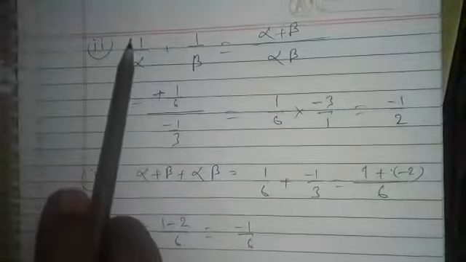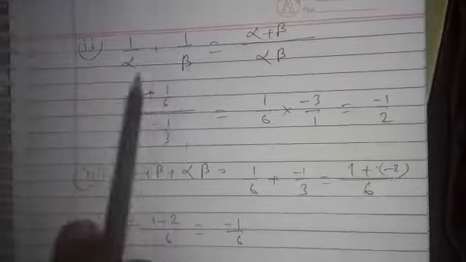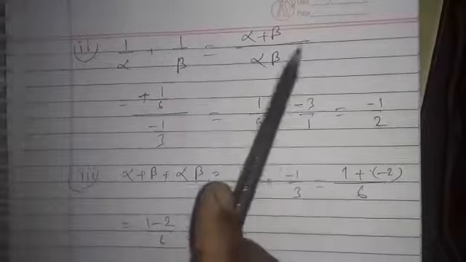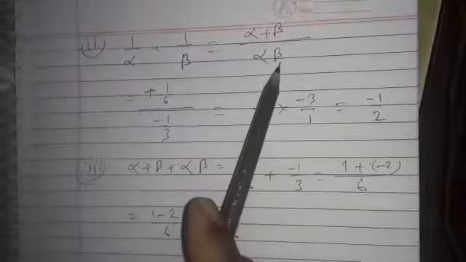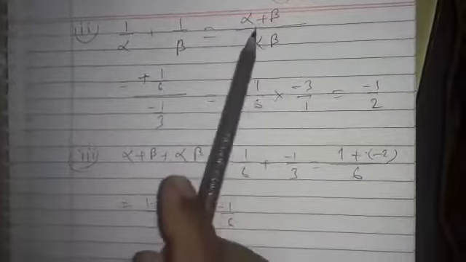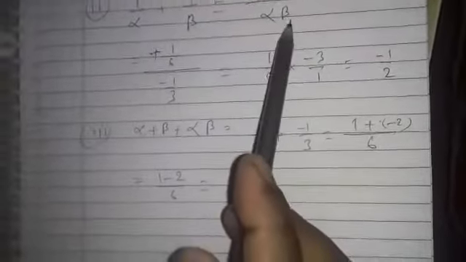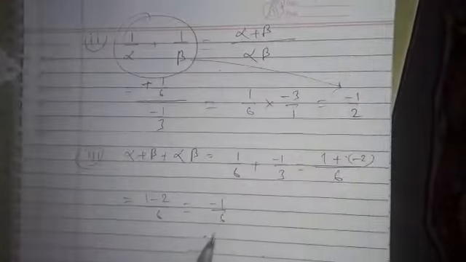The second one, we have to find out the value of 1 by alpha plus 1 by beta. The simplification of 1 by alpha plus 1 by beta is equal to alpha plus beta by alpha beta. Now, since the value of alpha plus beta is given to us as 1 by 6 and the value of alpha beta is minus 1 by 3, the simplification of this will give us minus 1 by 2. So, the result of 1 by alpha plus 1 by beta is equal to minus 1 by 2.